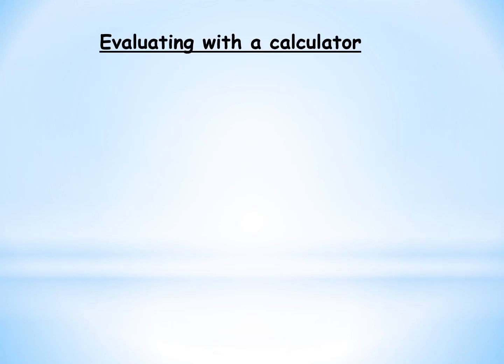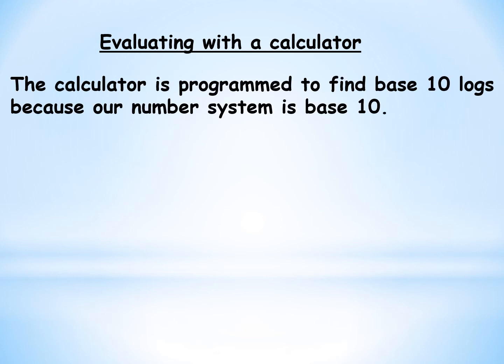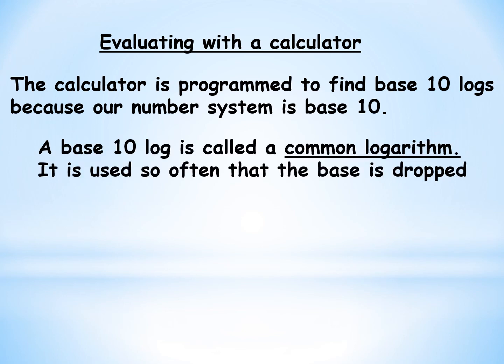And now we can also evaluate these with a calculator. So the calculator is programmed to find base 10 logs because our number system is base 10. So if you take a look at your calculator, the button that just says log is base 10. Base 10 is also called the common log, so it's important that you know that. It is used so often that the base is dropped.